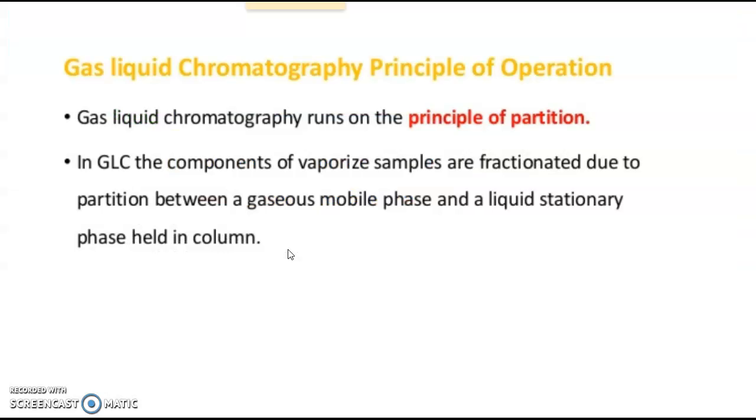Next we have the gas liquid chromatography principle. This runs on the principle of partition. In GLC, the components of vaporized samples are fractionated due to partition between a gaseous mobile phase and a liquid stationary phase held in the column.